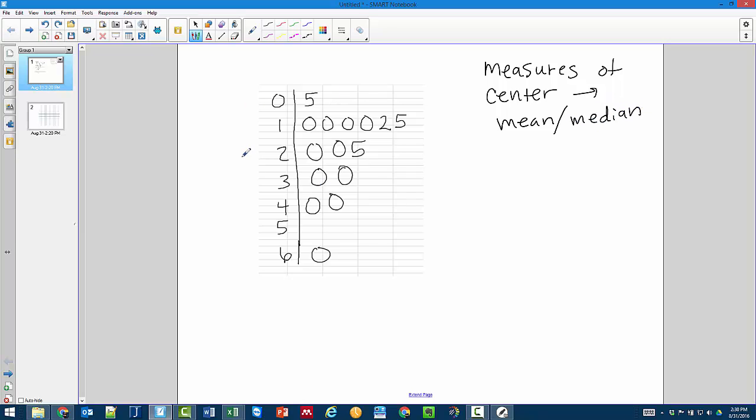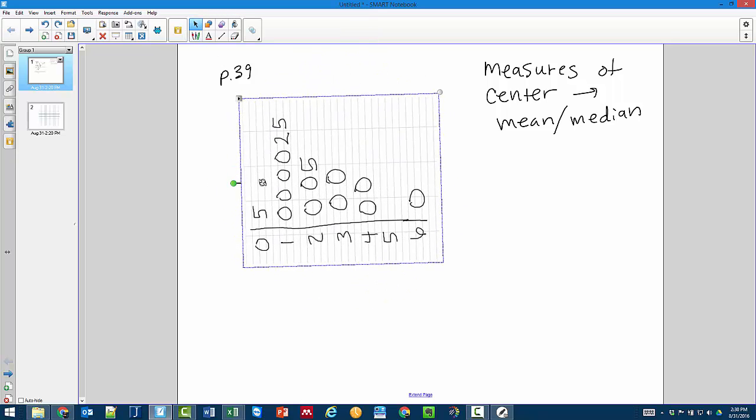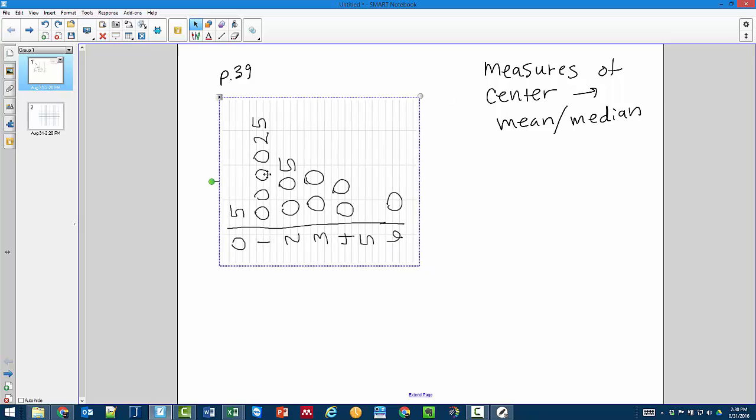So I have some numbers here. This is the stem plot that is found on page 39 in your textbook in chapter 2. It really describes how many minutes it takes for someone to get to work. So I'm going to take this and turn it sideways again, because then it looks a lot like a histogram.